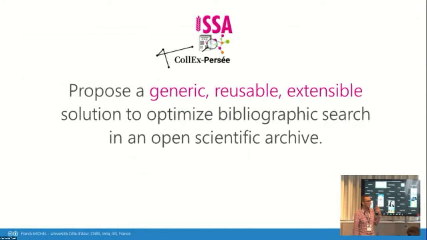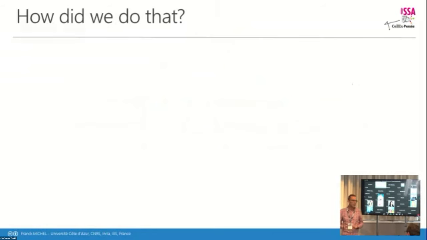make searches in open scientific archives in a way that's going to be generic, which means it's independent of any research topic or community. It's reusable, so we can transfer it from one archive to the other with rather limited adaptation, and possibly extensible. We provide it with a pipeline, but there are many other things that we could do, and it's meant to be extensible.